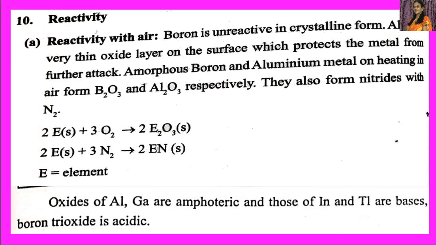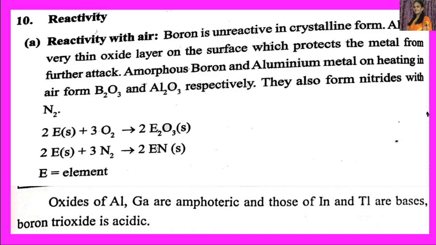Next one is reactivity. Reactivity with air, let us see. Boron is unreactive in crystalline form, and aluminium, if we consider aluminium, has a very thin oxide layer on the surface which protects the metal from further attack.